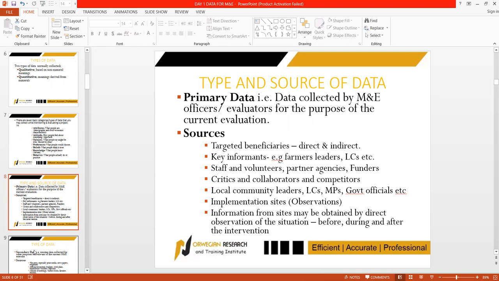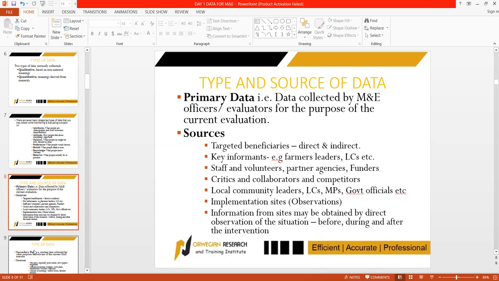Okay. Collaborators that we are working with, the particular people, competitors. We need to get something from the competitors. Okay. So now local community leaders, we collect information from them, government officials. We collect information from them.